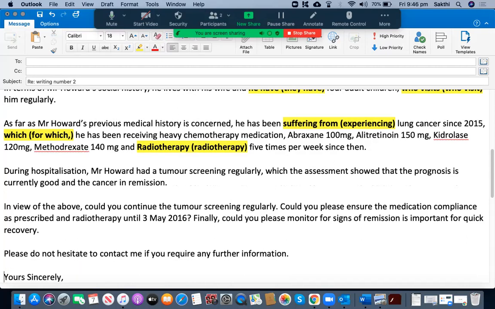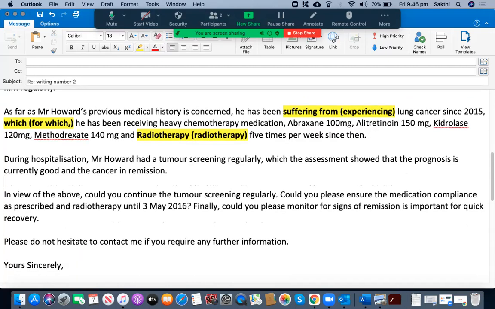During hospitalization, Mr. Howard had a tumor screening, had a tumor... Okay. If it is something that is happening on a regular basis, then you shouldn't use an article over there. Had tumor screening regularly, not a tumor screening. If it was done only once, then you can mention a. Otherwise, you should not. So remove this, please.